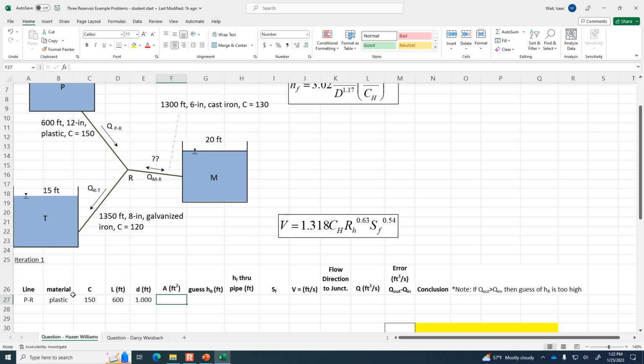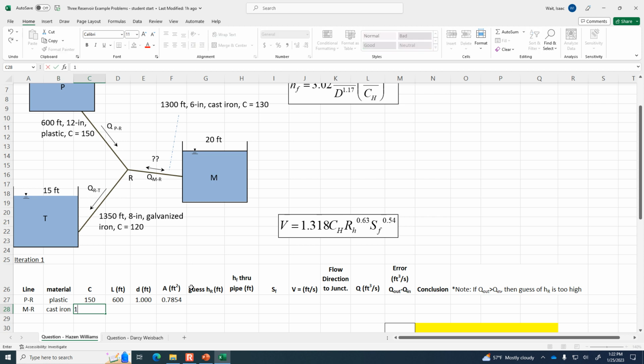Okay, now I have to calculate the area: pi times d squared divided by 4. So that's the cross-sectional area of the pipe. Let me type in the other pipe material before I start with this guess. So there's also pipe MR. Now I don't know whether it's going from M towards R, or from R towards M, so I won't get hung up on that. I'm just naming it. It's cast iron.